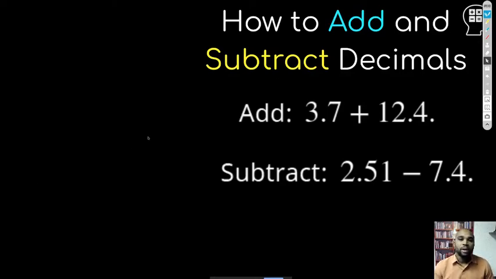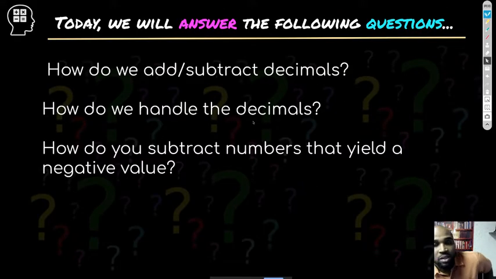Today I'm talking about how to add and subtract decimals. Very straightforward, right? You've done it before in real life, and let's talk about how to formally do it here in this program. So how do we add and subtract decimals? That's the first question we're going to answer. How do we handle the decimals when we finish adding them, and how do we subtract numbers that yield a negative value? What if there's a negative value at the end? What do we do there?